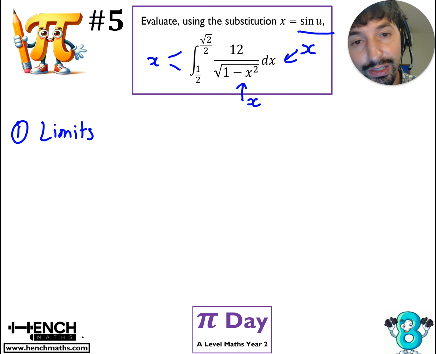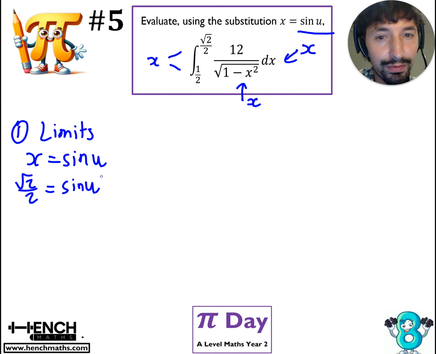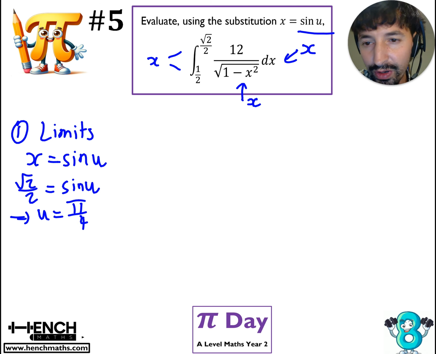The idea is that this root 2 over 2 represents x. So if I take this substitution, x equals sine u, and say that root 2 over 2 is equal to sine u, what I can do is find the corresponding value of u that would fit with that. So u is arc sine root 2 over 2. If we did that in a calculator, you'd get pi over 4. Don't need to calculate, we should know all of these ones.